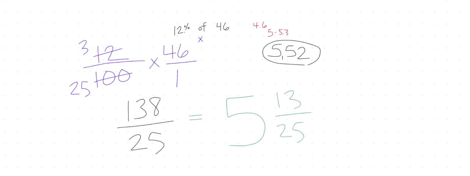So the question to ask is, are these the same answer? Is 5.52 the same thing as 5 and 13 25ths? They're both just barely over a half, correct? 12 and a half over 25 would be a half. And 5.52 is just barely over 5.5. So do you see how they're the same? I can tell because they're both just barely over 5.5.